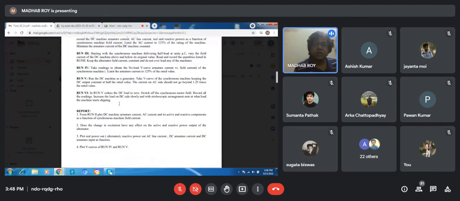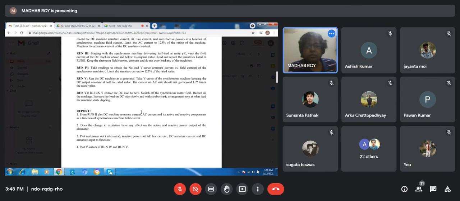Now the sixth reading. In the sixth reading, run 5, reduce the, again they have instructed, but what should we do? Clearly they have not told. Okay, run 5, reduce the DC load to 0.